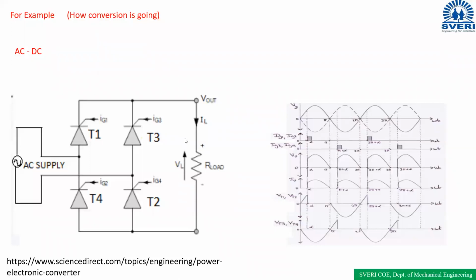If this load voltage is controlled and this load voltage is given to the motor, then the speed is also controlled. In the same way, this operation is going on in the power converter circuit. This is the simple technique, and this is the simple idea I have given you. Okay, you are not studying these circuits in the mechanical department.